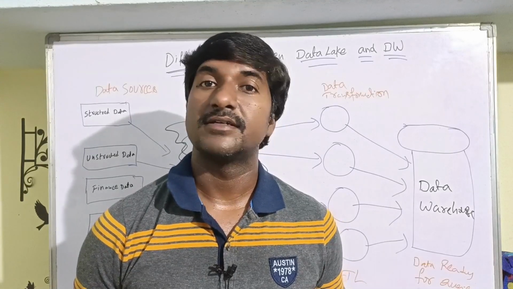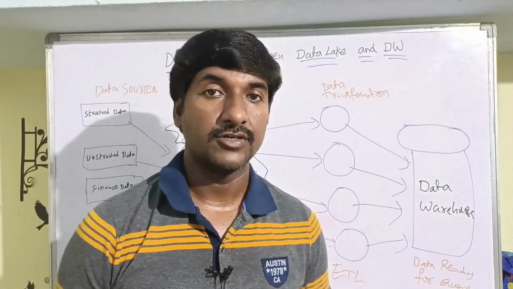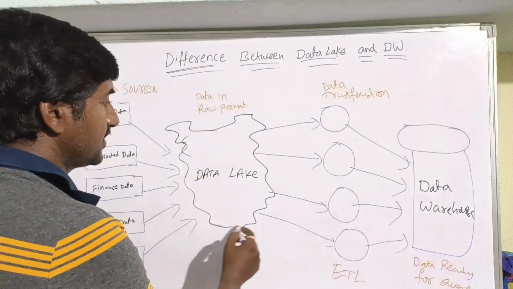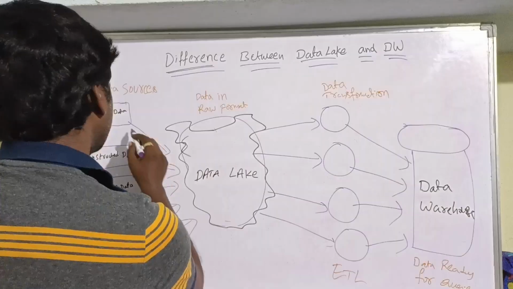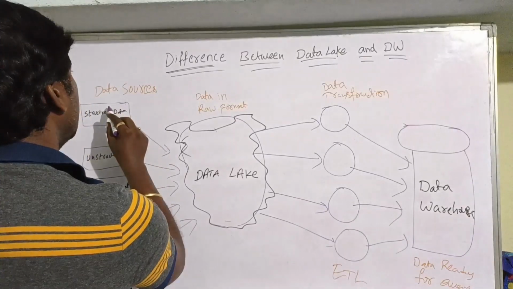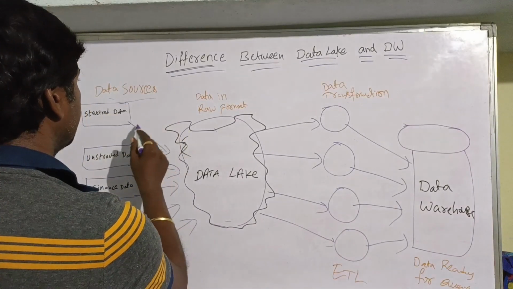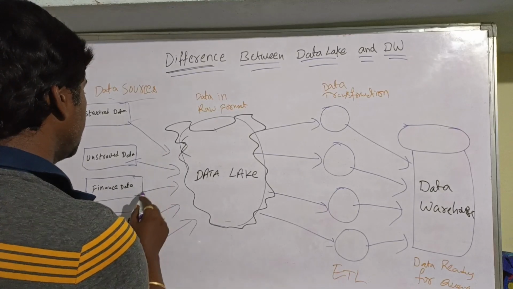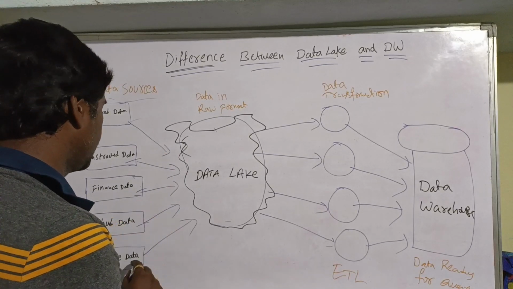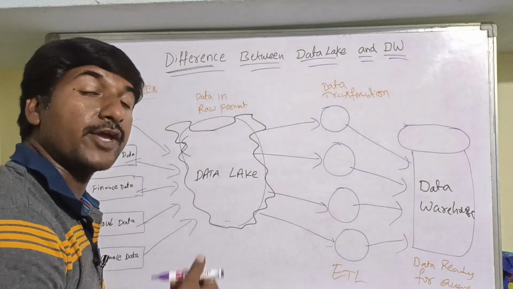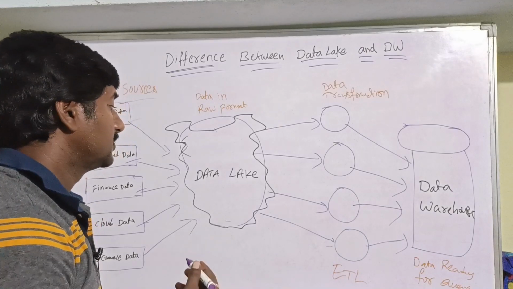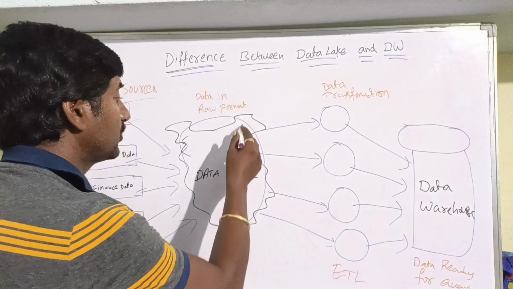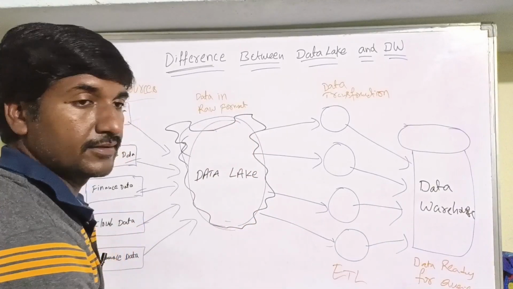Now let's differentiate data lake and data warehouse. See here, this place is the data lake where we can store the raw data. We can access the data from different sources like structured data, unstructured data, financial data, cloud data, e-commerce data, social media data, IoT device data, audio data, and streaming data. All kinds of data we can store in the data lake.